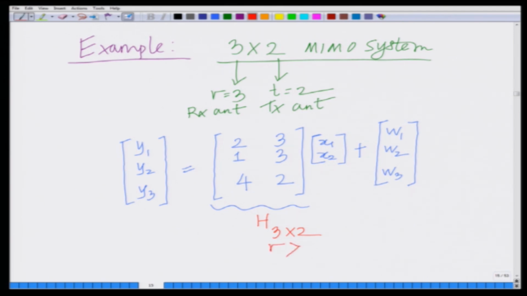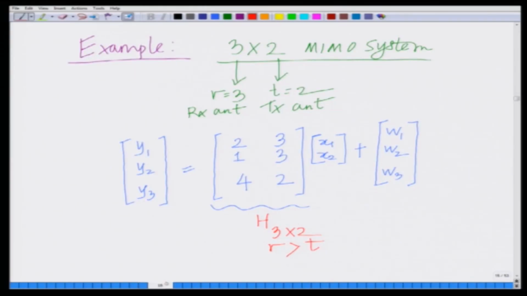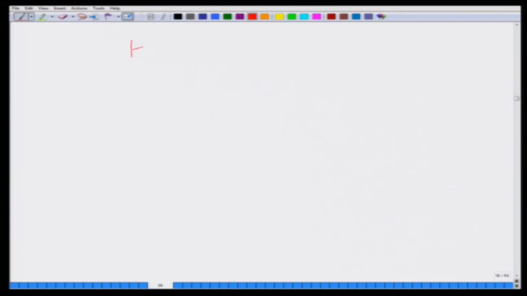So, we can see that R is strictly greater than T. Therefore, this is a matrix with number of rows strictly greater than the number of columns. Therefore, this matrix is not invertible, that is H inverse does not exist. However, we know how to construct the zero forcing receiver. For this system the channel matrix H is equal to 2 3, 1 3, 4 2.